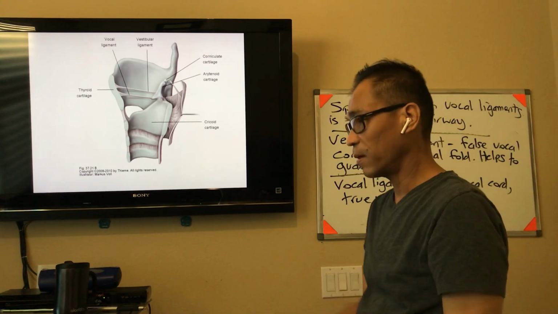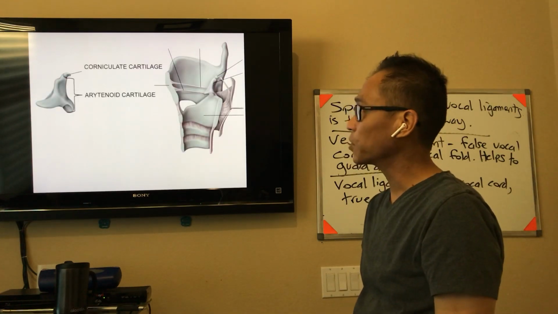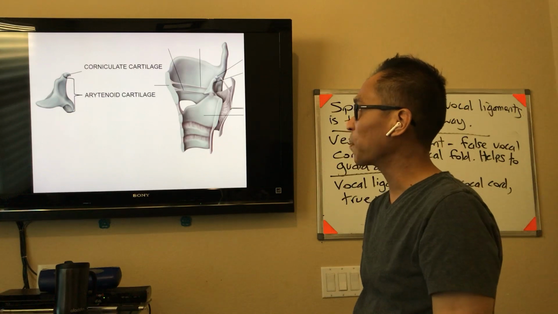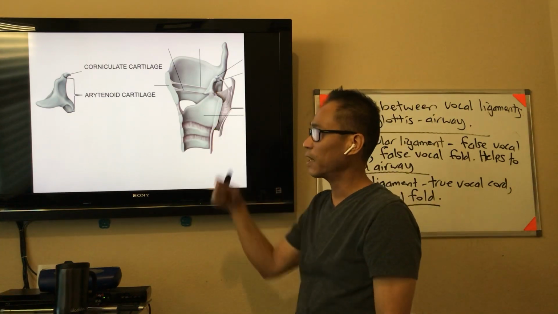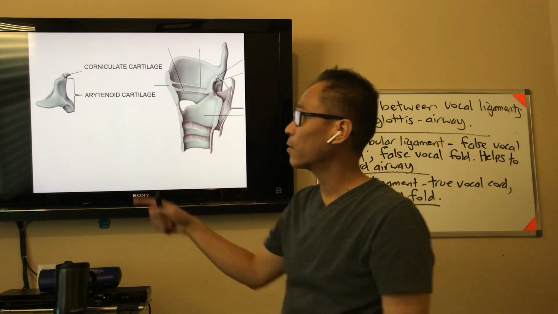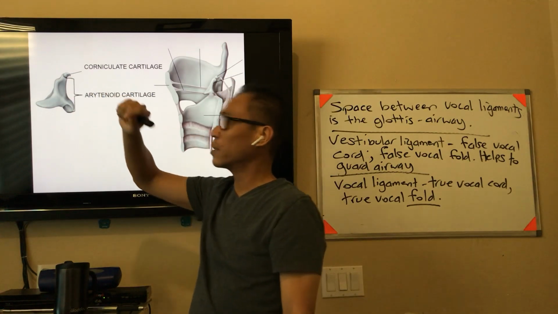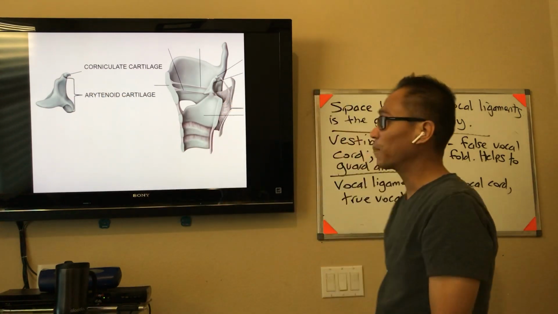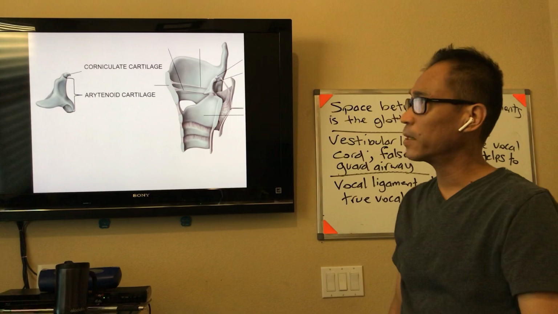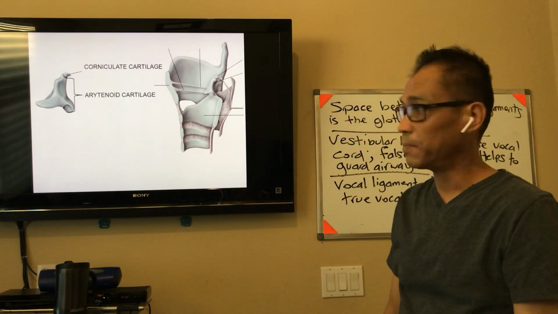All right, let's move on. Here's a nice picture of the arytenoid cartilages, which are paired, singular here because you cut it in half, and then the little corniculate cartilage, the little horn tip at the top. Corniculate means horn-shaped.